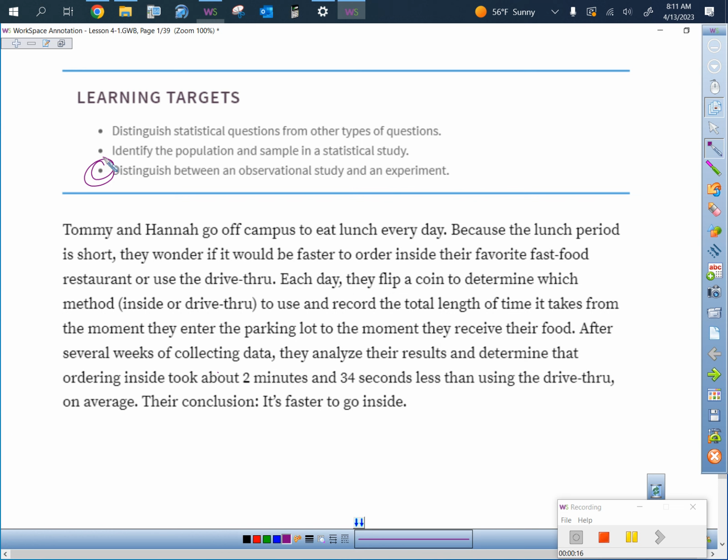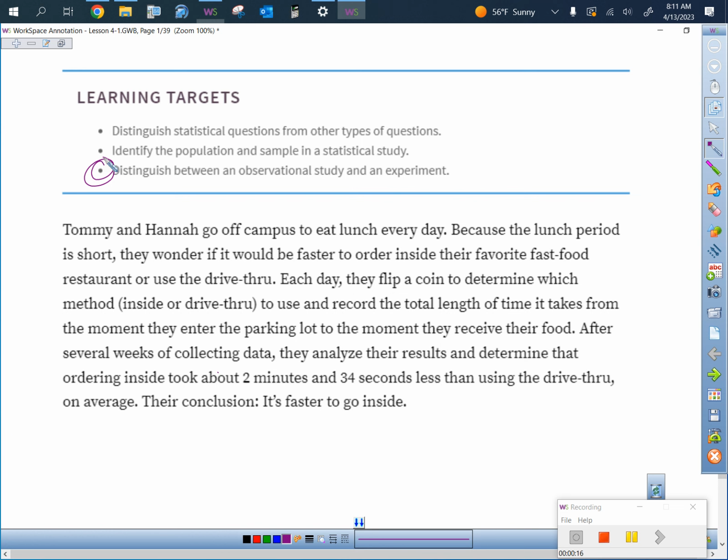We did our anchored putter example. Just going to check this out. Tommy and Hannah go off campus to eat lunch every day. Because lunch period is short, they wonder if it would be faster to go inside their favorite fast food restaurant or to use the drive-thru. Each day they flip a coin to determine the method. What a math geeky thing to do. They just flip a coin to see if they should go through the drive-thru or go inside.